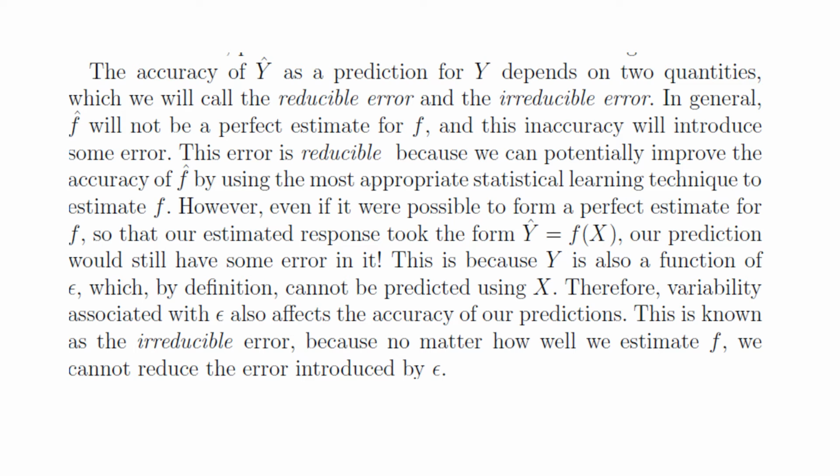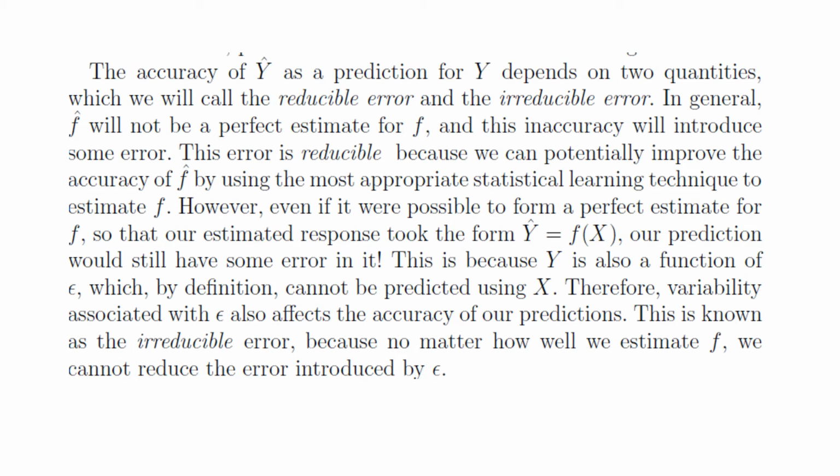The accuracy of Ŷ as a prediction of Y depends on two quantities, which we will call the reducible error and the irreducible error. In general, f̂ will not be a perfect estimate for f, and this inaccuracy will introduce some error. This error is reducible because we can potentially improve the accuracy of f̂ by using the most appropriate statistical learning techniques to estimate f.